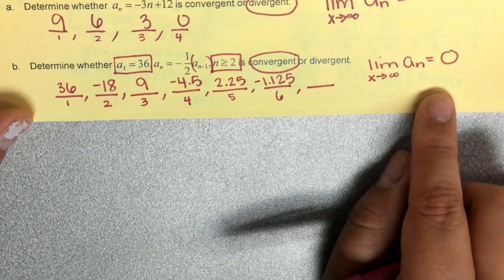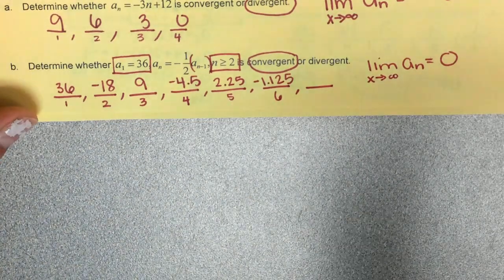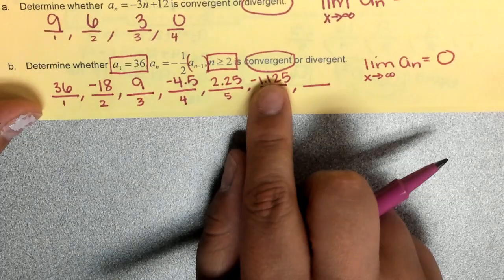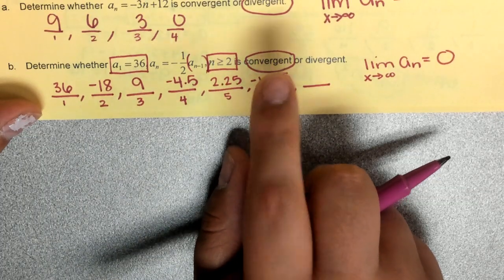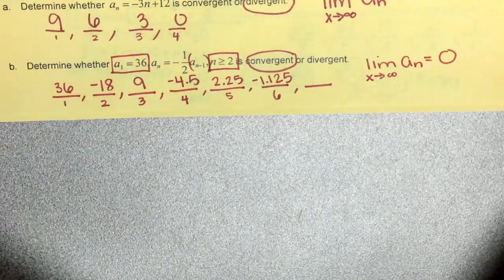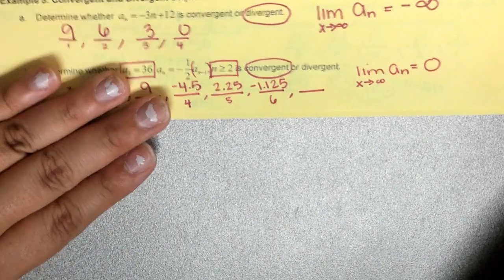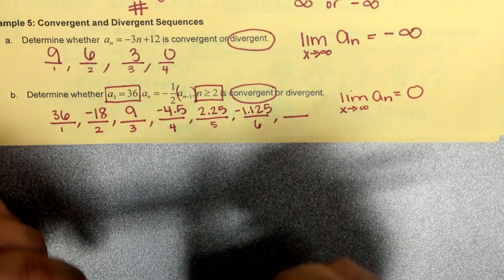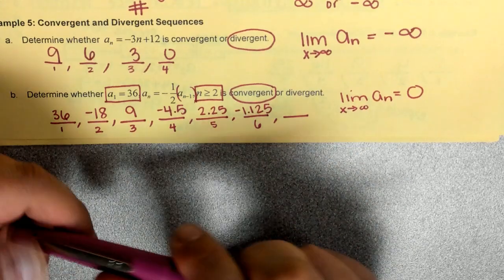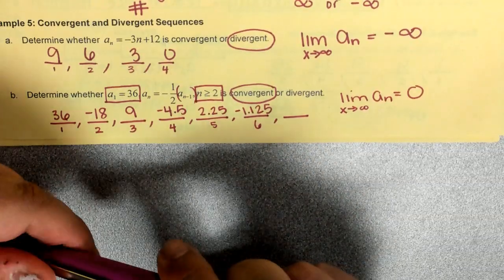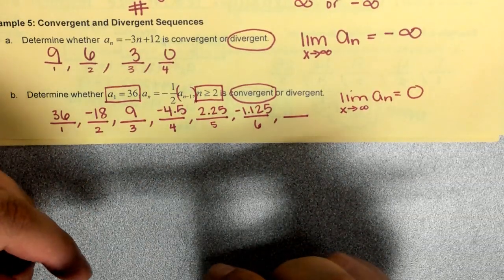Because it's getting closer and closer to 0, what does that mean this does? It doesn't go to infinity or negative infinity, so what does that mean? It converges. So if it goes to a number, it converges. If it goes to infinity or negative infinity, it diverges. Okay? All right, that was all we needed to know about sequences.